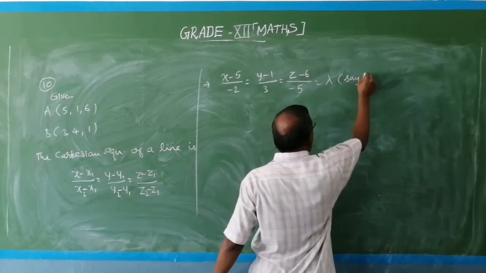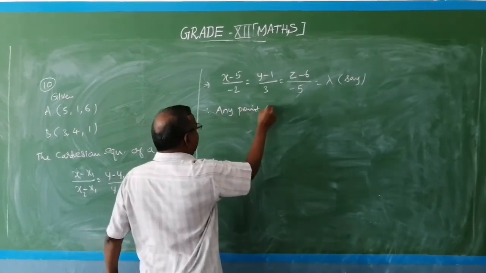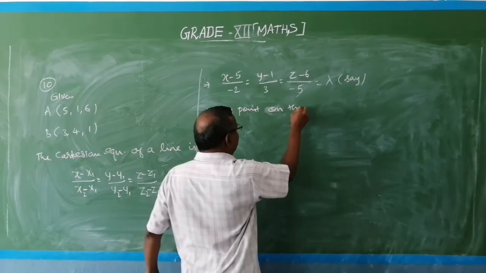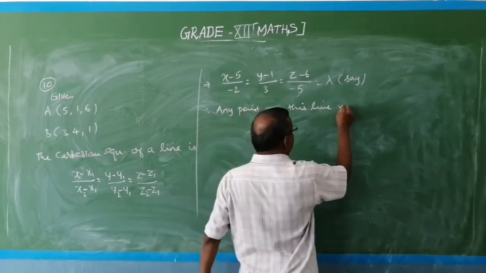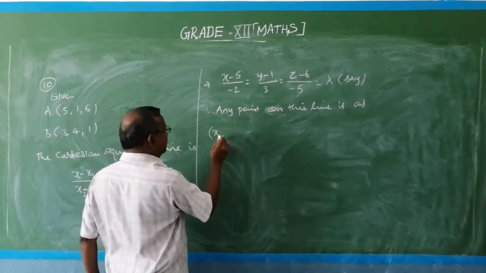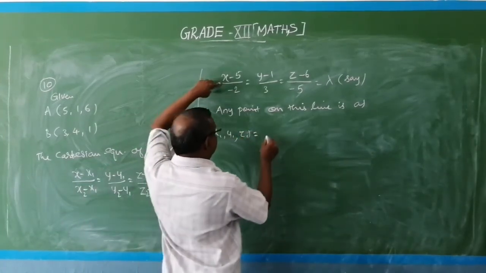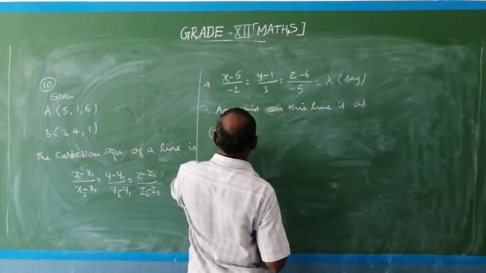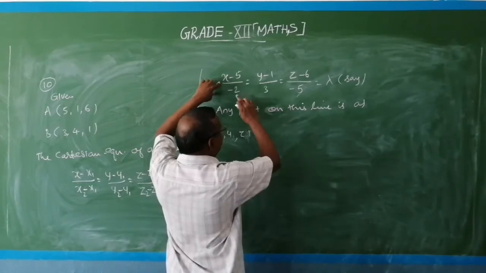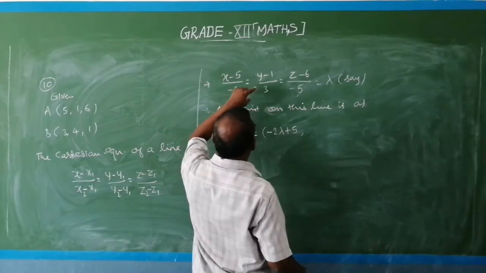We can assume, therefore, any point on this line is of the form x1, y1, z1, that is x, y, z. Here take x, y, z equal to minus 2 lambda plus 5, 3 lambda plus 1, minus 5 lambda plus 6.